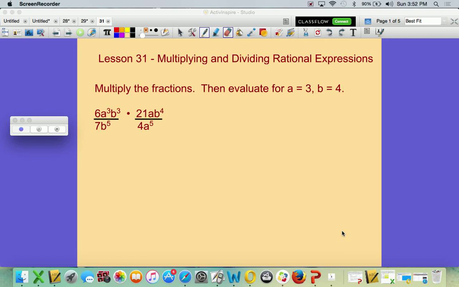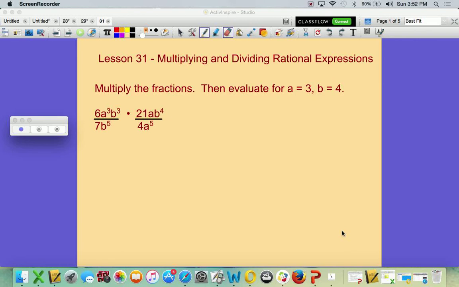Today in lesson 31 we are going to multiply and divide rational expressions. Remember, rational expressions means that we are talking about multiplying fractions here. Now there are lots of different ways to do these. The most important thing to pay attention to is that you have to stay organized.